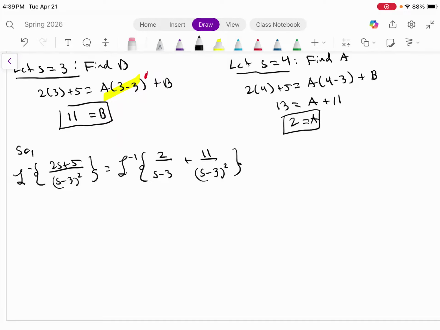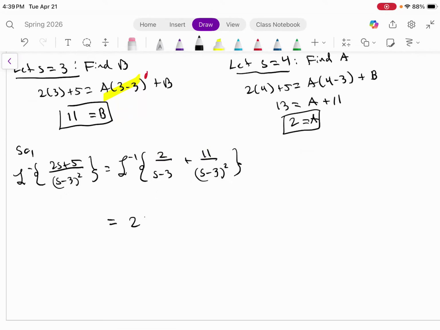Okay, so this is our new inverse Laplace. So what could we do now? What we could do to find these individually is separate them. So I'm going to separate them. I'm also going to take out their coefficients. So let's take those out.